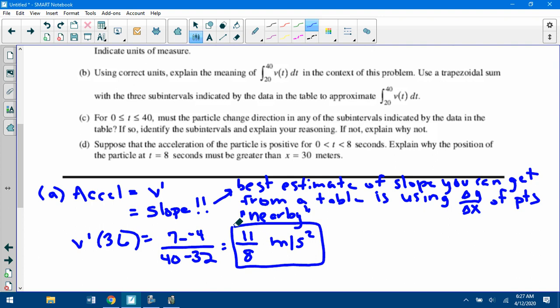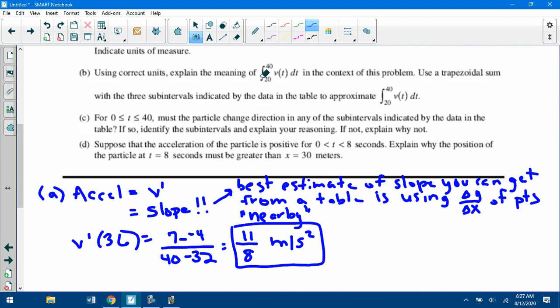Okay, that's part A. Not hard to do, but maybe confusing to know what to do. That's why I'm going over these. Okay, part B, using correct units, explain the meaning of the integral from 20 to 40 of v of t dt in the context of this problem. Use a trapezoidal sum with 3 subintervals indicated by the data in the table to approximate this.